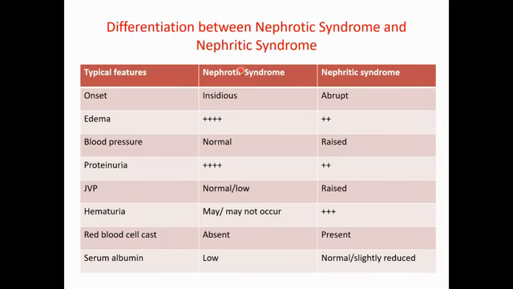Serum albumin is low in nephrotic syndrome due to the massive proteinuria. The liver cannot cope to produce an adequate amount of albumin, so the albumin level becomes low, and the patient develops gross edema. In the nephritic syndrome, the serum albumin is slightly reduced or within the normal limit.